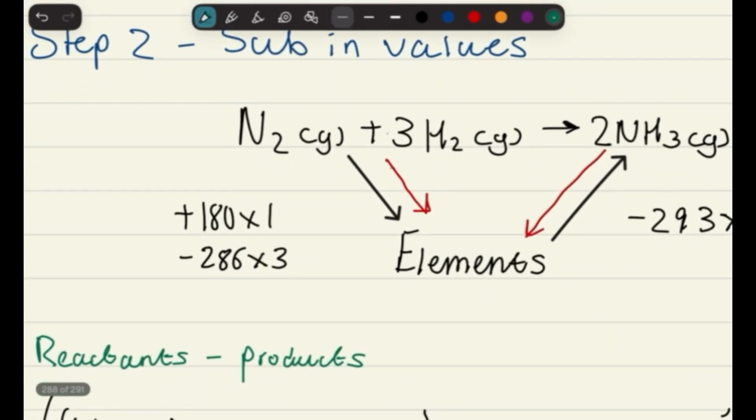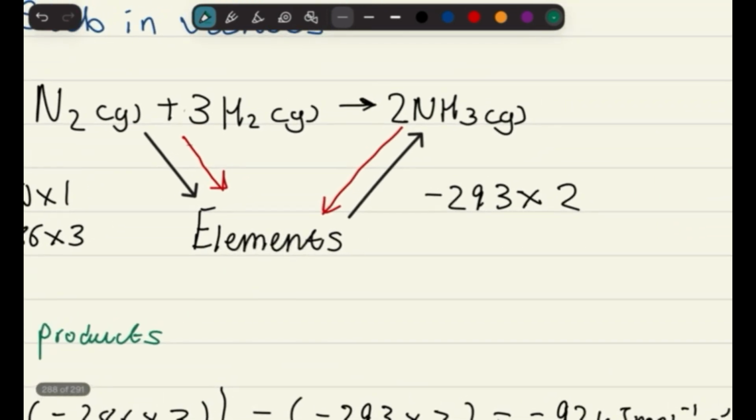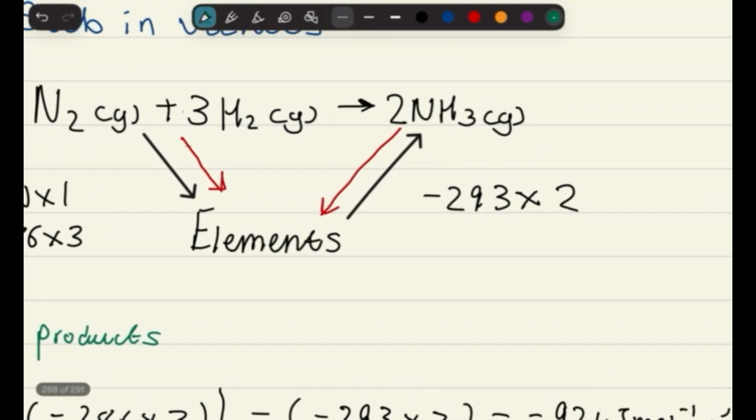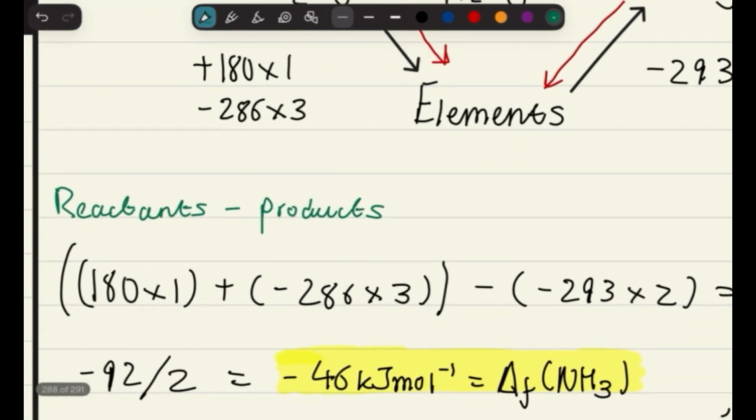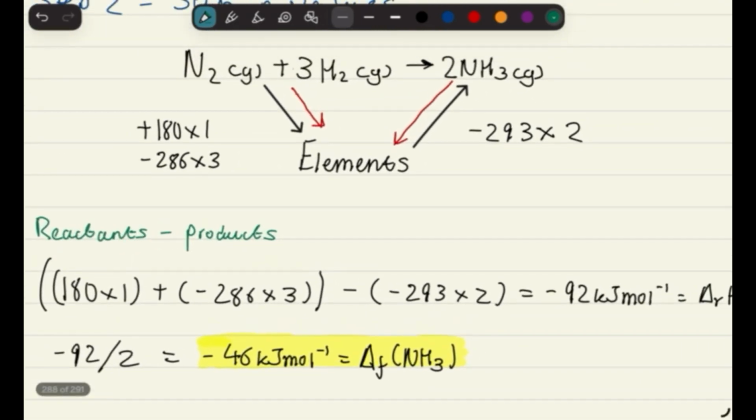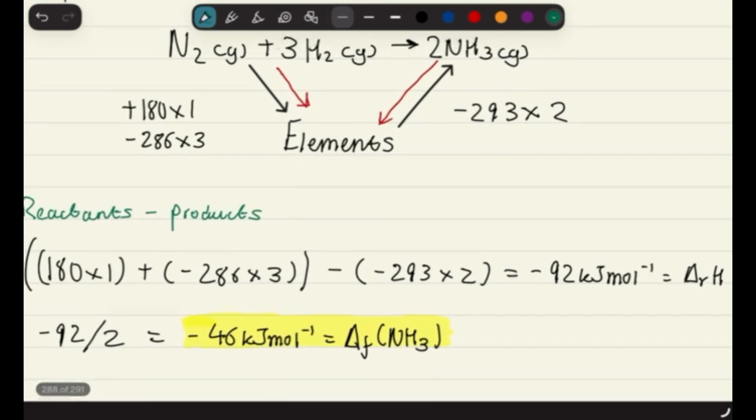So we'll literally do that. You can see that's for nitrogen, the 180. For the hydrogen, that's the minus 286, times it by the 3 as well to keep it balanced. And then the minus 293 times 2. Again, we're just keeping things balanced. So once you've done that, you'll realize it's reactants minus products this time. Put in your values.